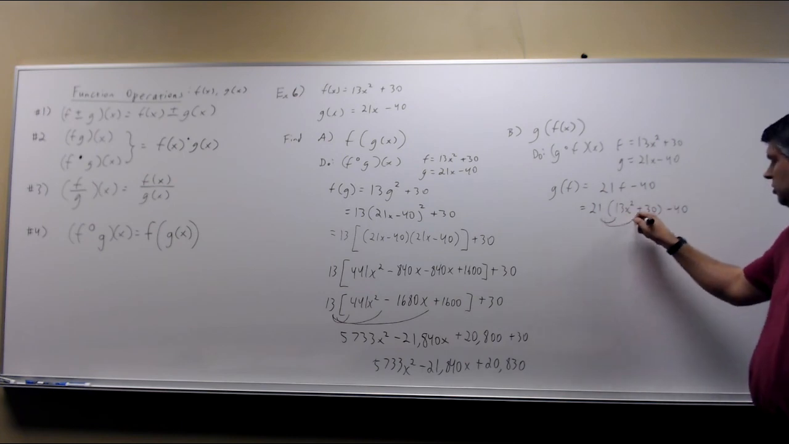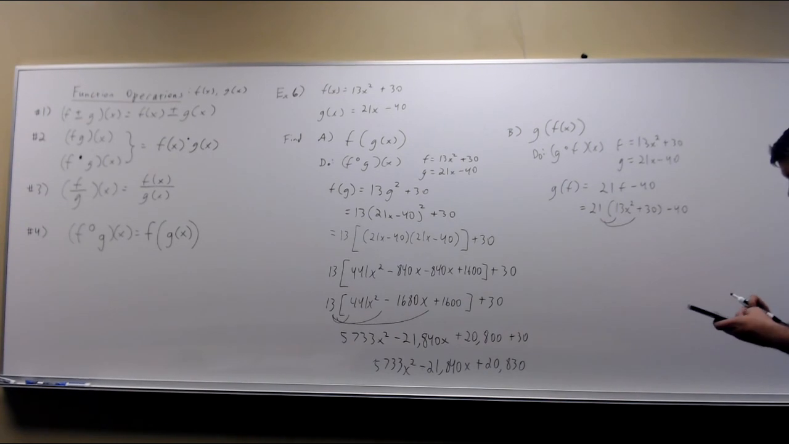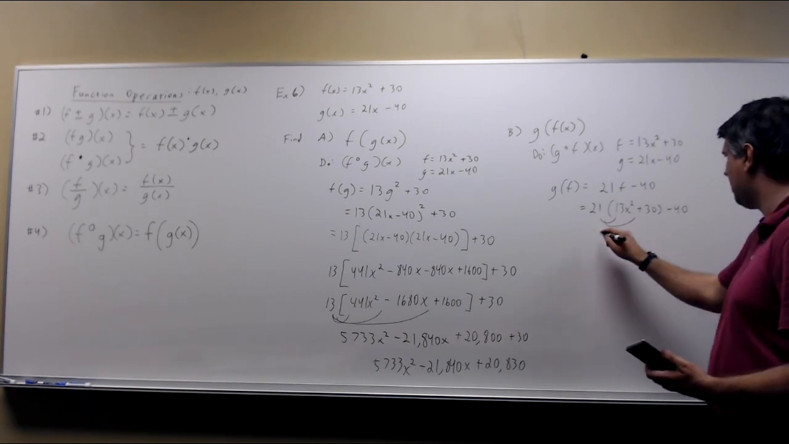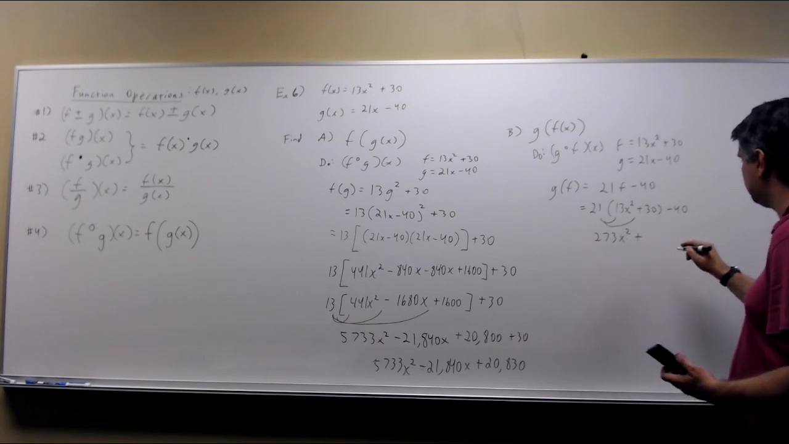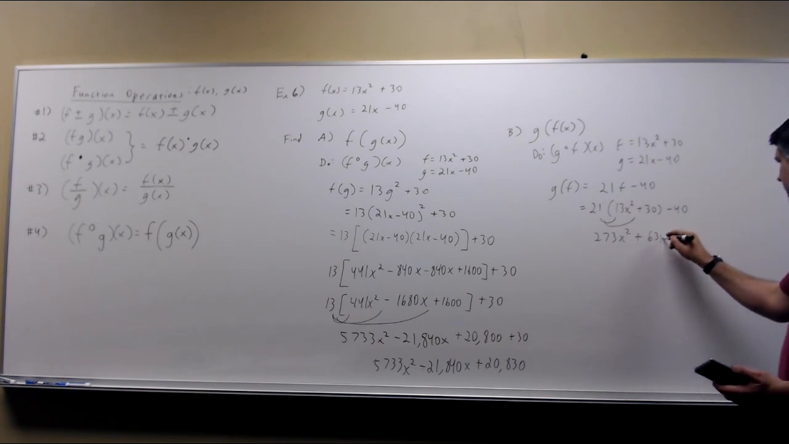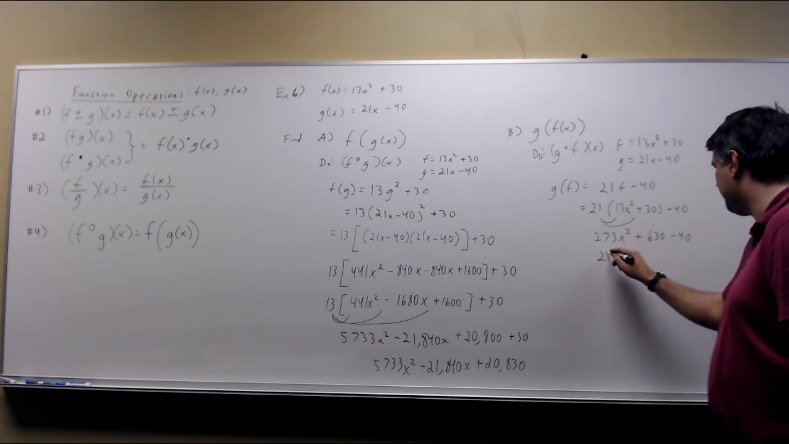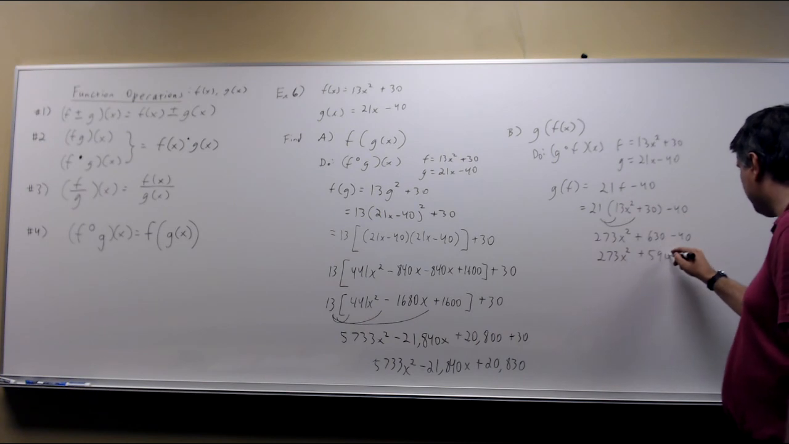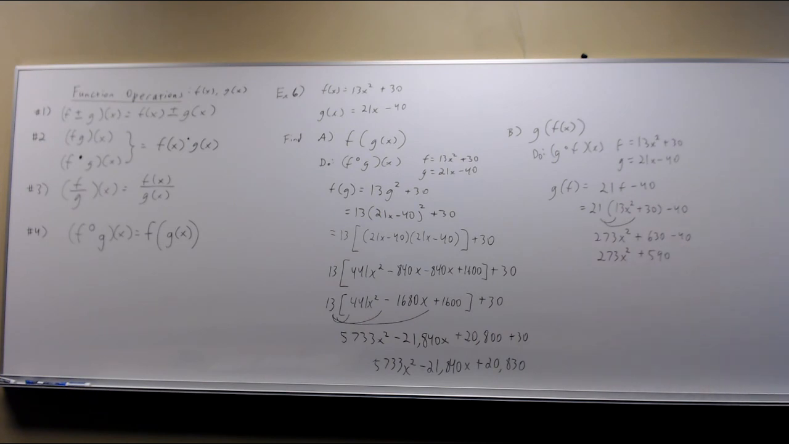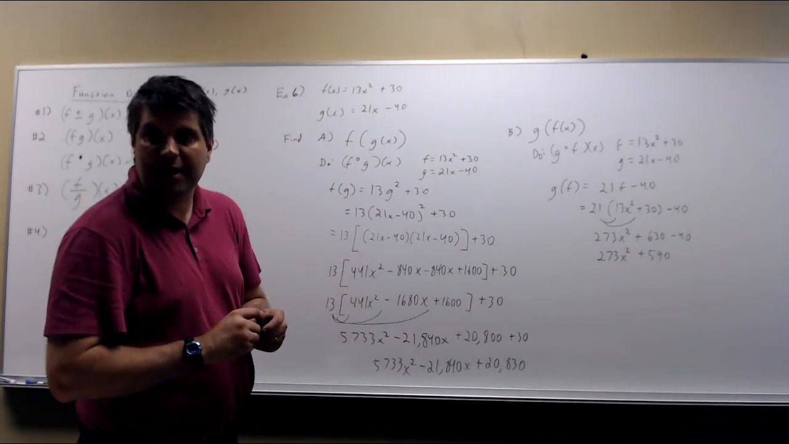Distribute. I'm going to need a calculator. 21 times 13 is 273 x squared plus 630 minus 40. That's going to be 273 x squared plus 590. All right. And that's it.